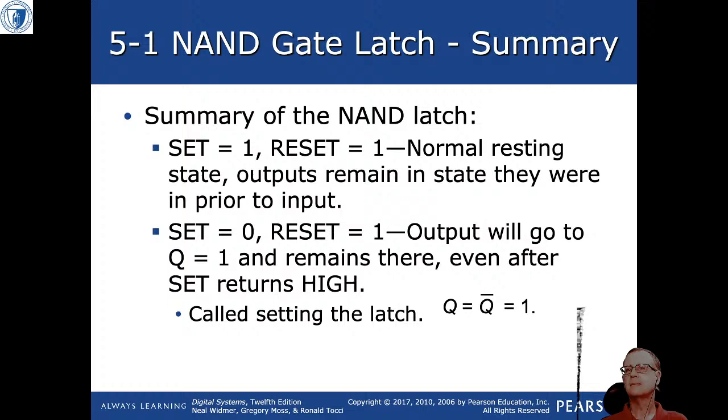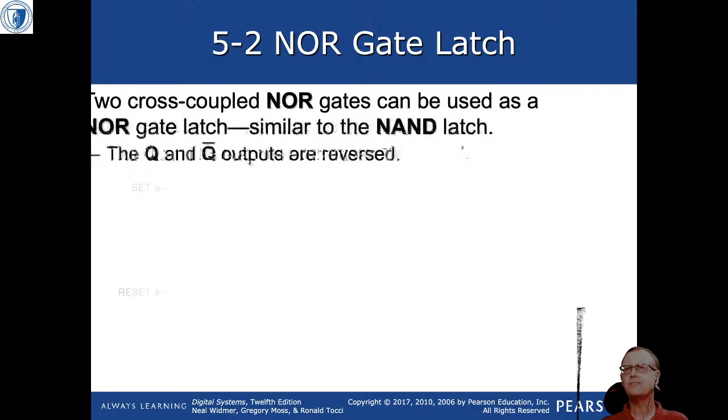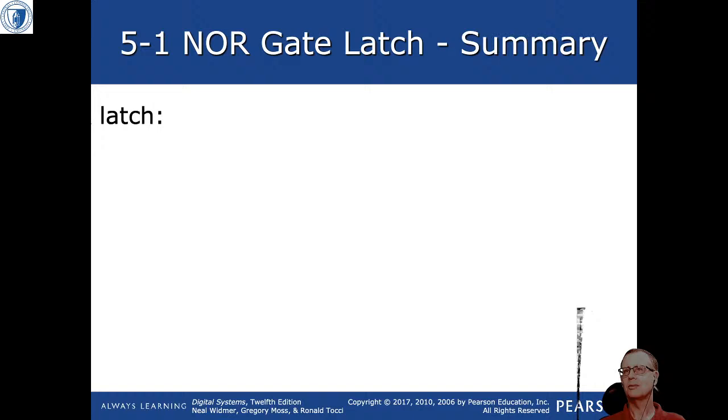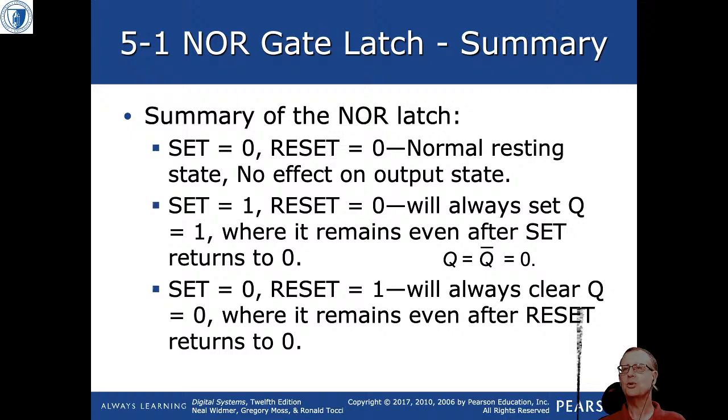Okay, so that's just a summary of the NAND gate. And we can do something similar with a NOR gate. And this time the inputs are active high, and we get the same operation, but now the S and R inputs on the latch don't have a bubble on the input, so they're non-inverting inputs. So it works very similarly, but the logic is a little different. I won't go through the details of that. You should be able to do that.